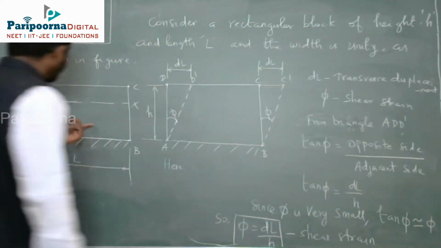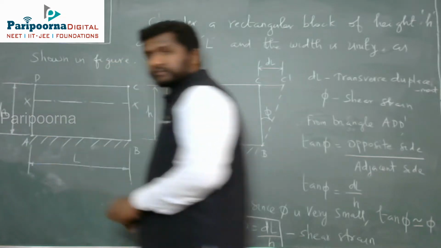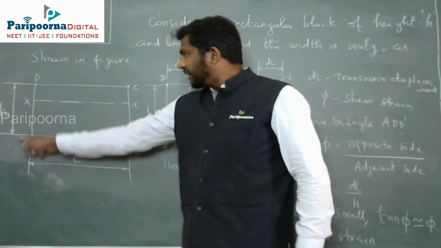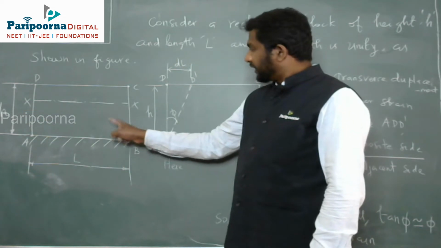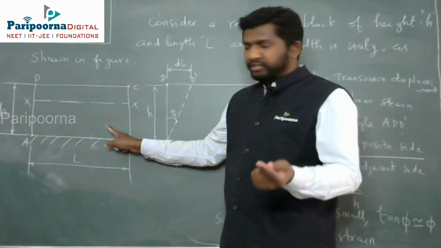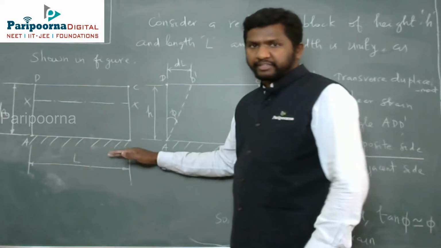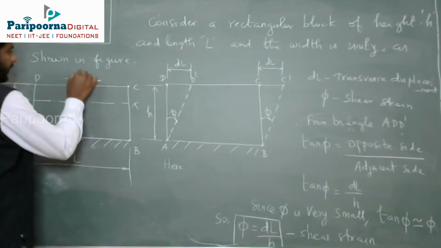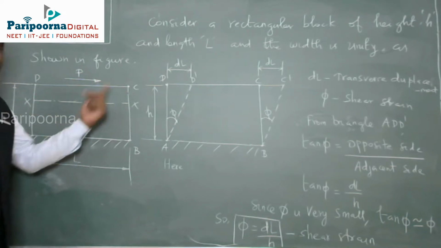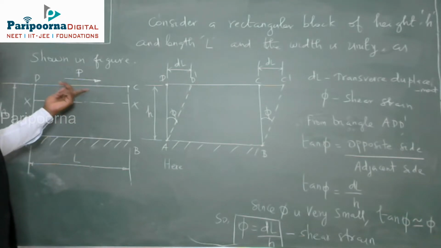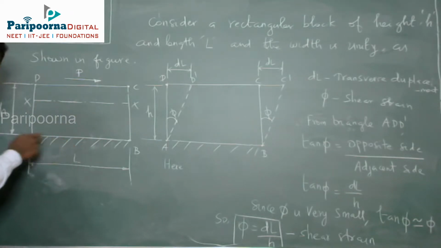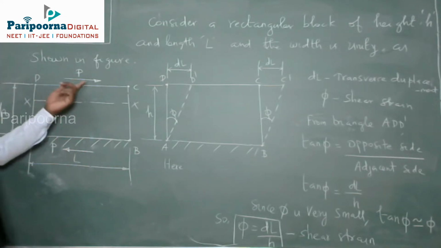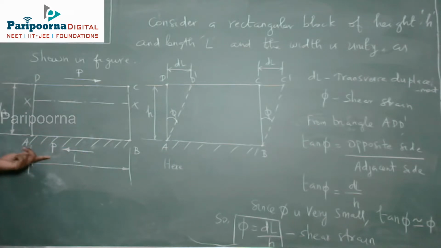Consider a rectangular block of height L and length L. The width of this rectangular block is unity, and this AB end is fixed. Now let us say the shear force is applied on the top surface, the CD surface of this rectangular block. Since this AB end is fixed, this end also will experience the same magnitude of shear force, but in the opposite direction.